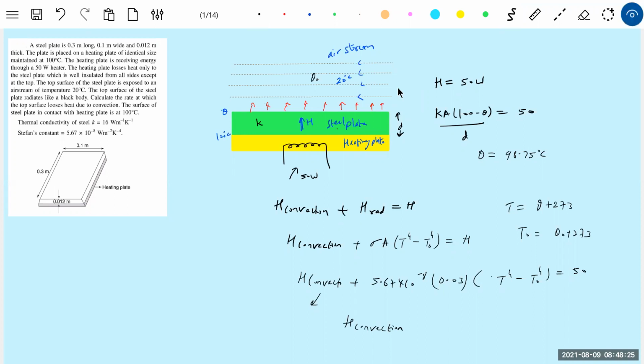The air molecules, when they come in contact with the surface, will drag that heat from the surface. The air molecules which come in contact will absorb the heat from the surface. That is what happens in convection. We need not go in depth about convection here.